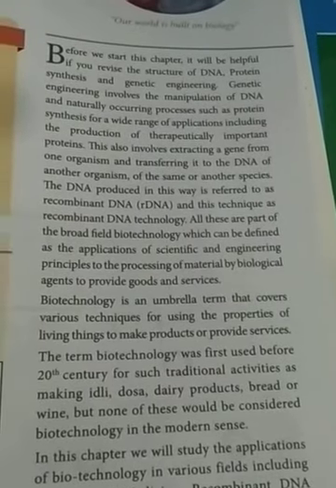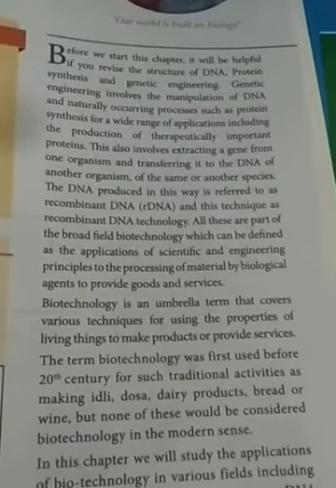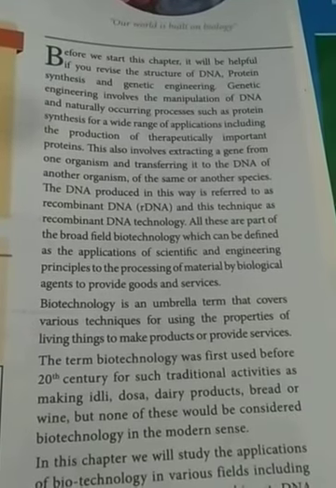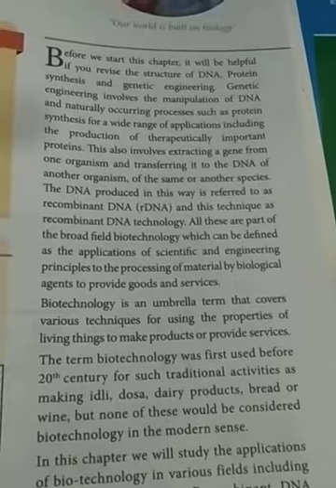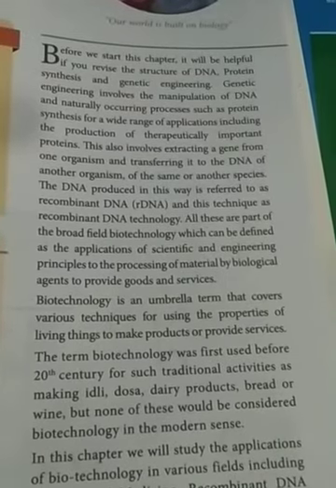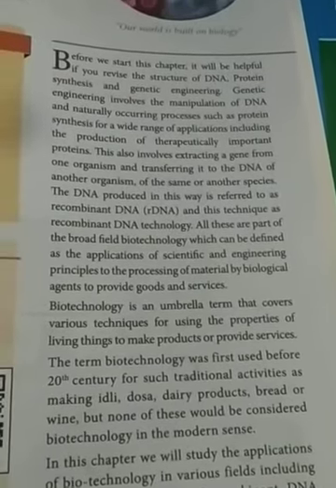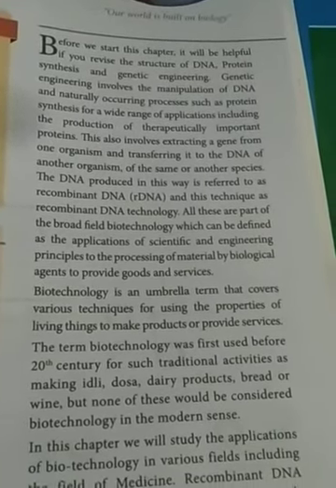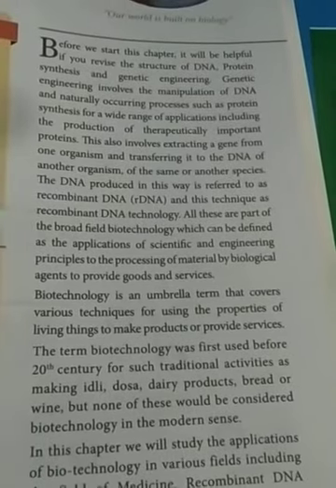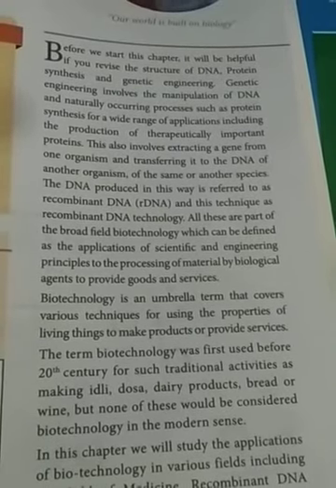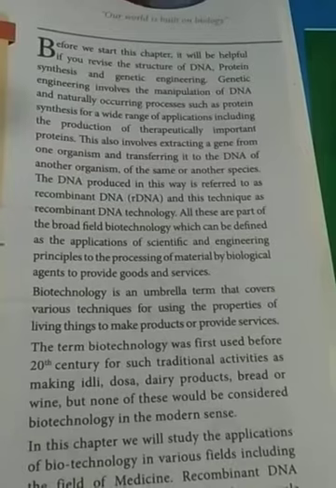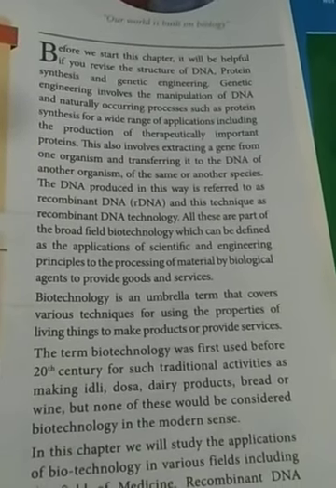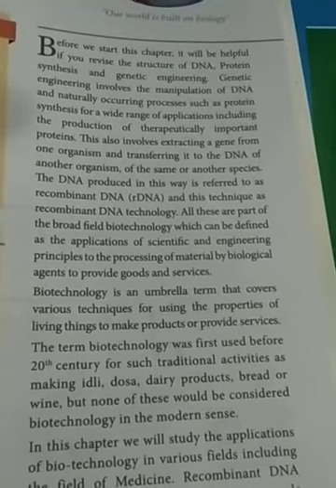So we can transfer the DNA or a gene from one organism, we can introduce it into another organism of the same species or another species. So the DNA produced in this way is referred to as recombinant DNA. They are manipulating DNA. Okay, so that DNA is known as recombinant DNA. In short form, they are saying rDNA. So what techniques are involved in this rDNA? The technology is known as rDNA technology.